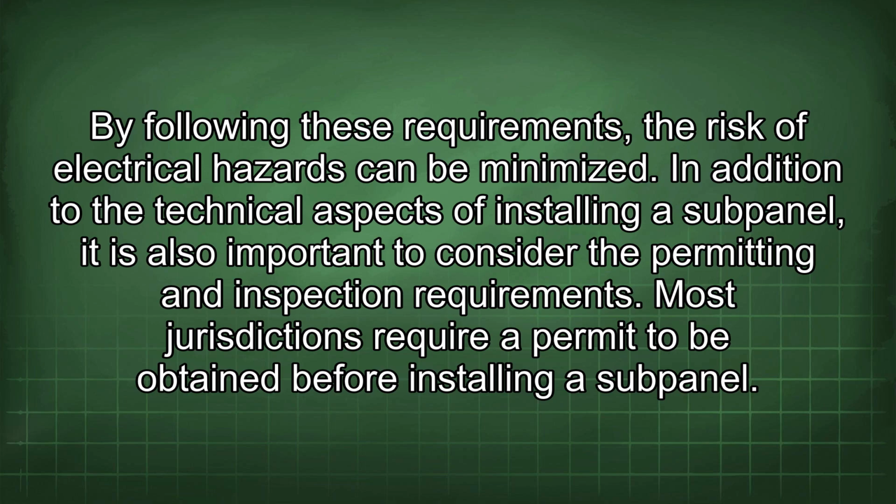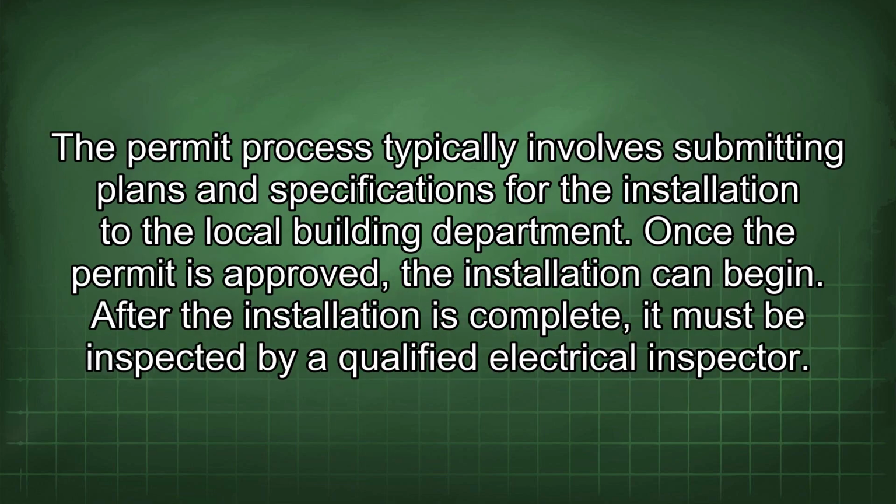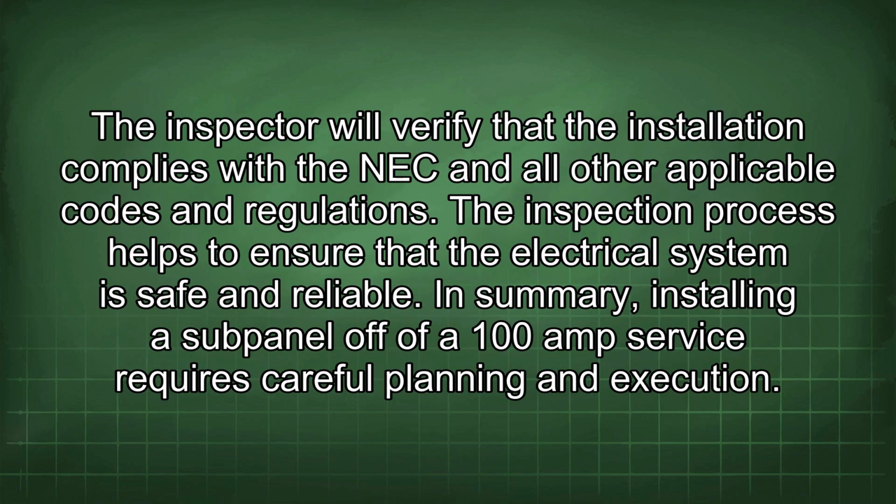In addition to the technical aspects of installing a subpanel, it is also important to consider the permitting and inspection requirements. Most jurisdictions require a permit to be obtained before installing a subpanel. The permit process typically involves submitting plans and specifications for the installation to the local building department. Once the permit is approved, the installation can begin. After the installation is complete, it must be inspected by a qualified electrical inspector. The inspector will verify that the installation complies with the NEC and all other applicable codes and regulations. The inspection process helps to ensure that the electrical system is safe and reliable.